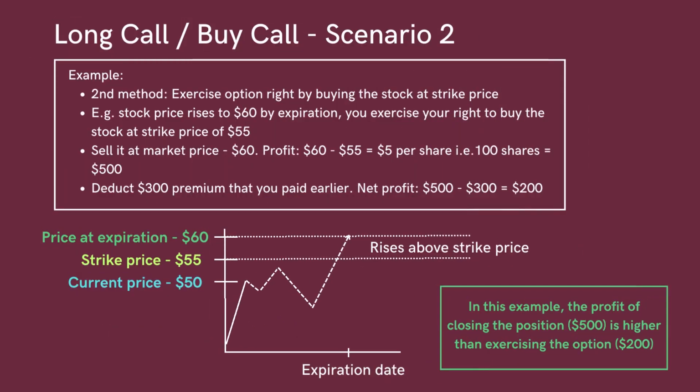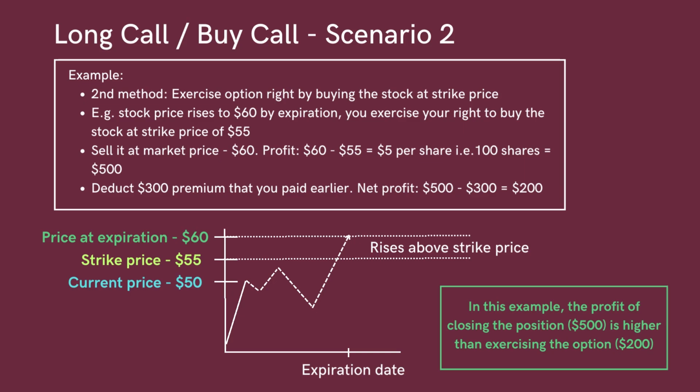Alternatively, the second method to profit is to exercise your option right by buying the stock at your strike price. For instance, the stock price rises to $60 by expiration. You can choose to exercise your right to buy the stock at your strike price of $55. From here, you can sell it at the market price of $60, as a result making $5 profit per share. With 100 shares, your total profit would be $500. But hang on, don't forget you paid $300 premium earlier on. So minus off this $300 from the profit of $500, your net profit is $200.